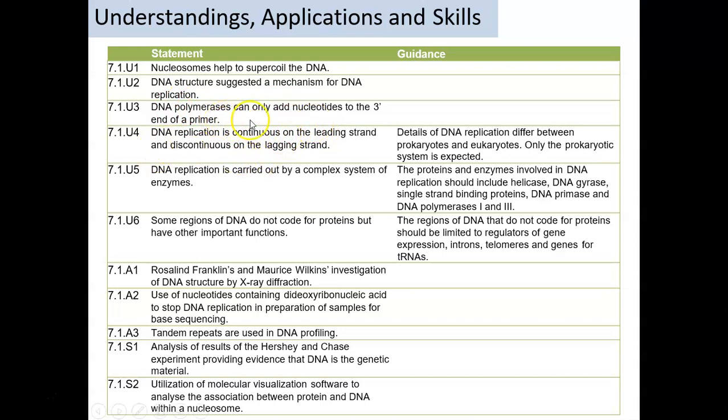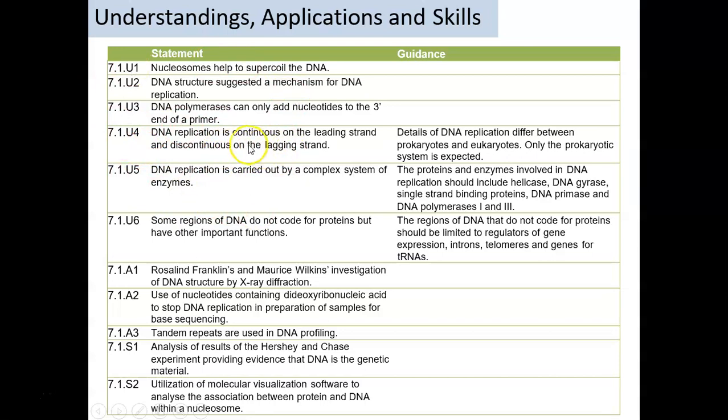DNA polymerases can only add nucleotides to the 3' end of a primer. This is what we have repeatedly talked about, how DNA polymerase works and how the direction of adding nucleotides is from 5' to 3'. And this is what has been discussed before.